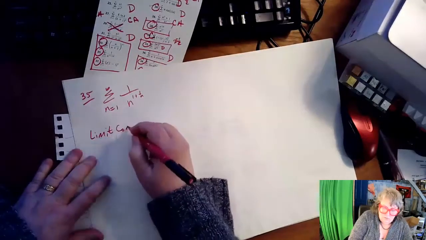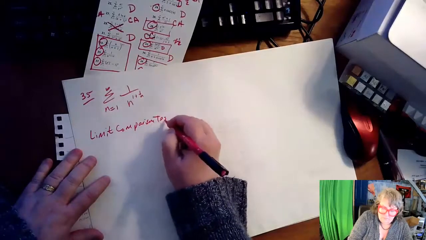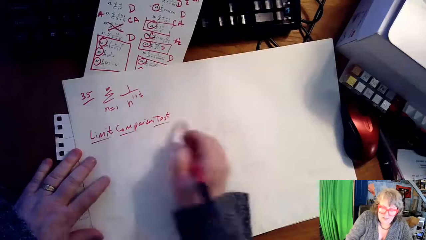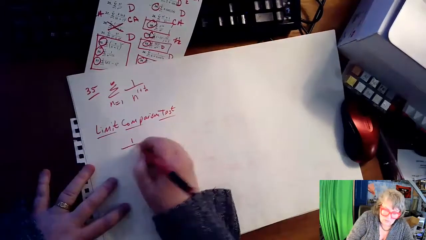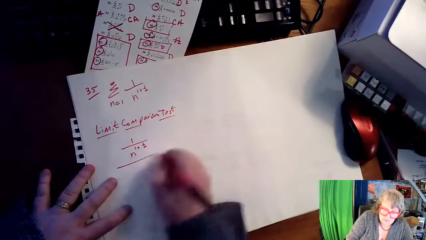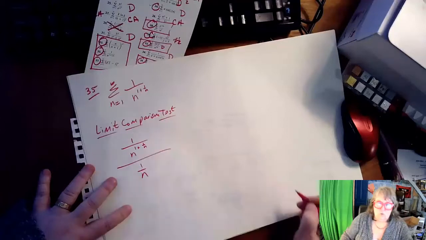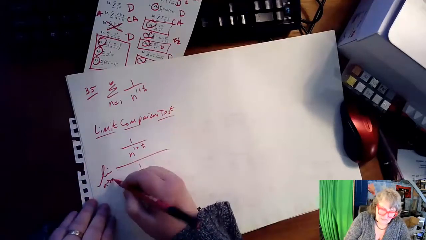Well, let's see what happens. Comparison test. I think this is going to diverge. So I'm going to take 1 plus 1 over n. I'm going to compare it with 1 over n. And this is the limit as n goes to infinity.